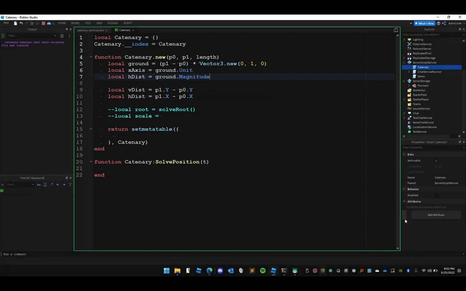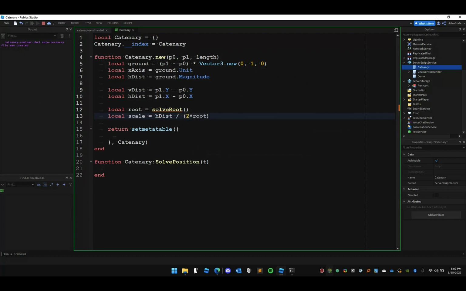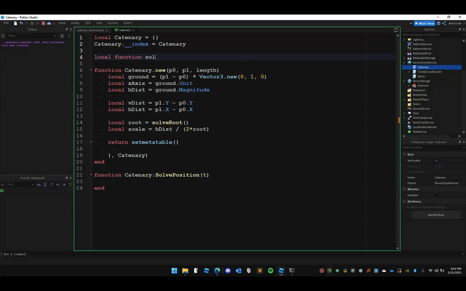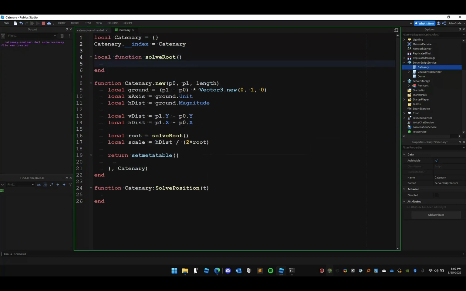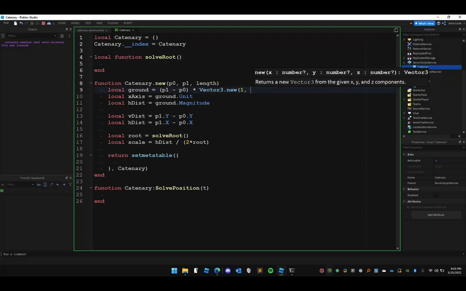One second, let me plug in my laptop. Okay, right. And then so as I was saying, the scale is going to be the horizontal distance over twice the root. And then we have to go and solve for the root of that function. So let's do that now. Wait, so if you multiply vector threes, it just does component-wise multiplication? Yeah, actually, I multiplied this wrong, but you're exactly right. That's wild. Okay.